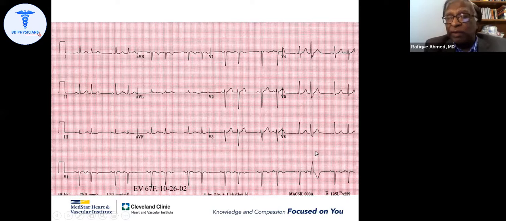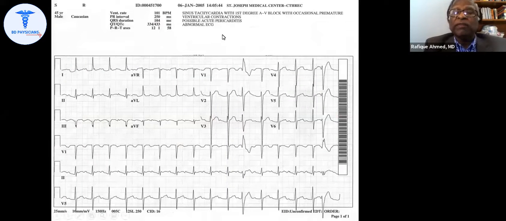And then this beat has a wide QRS. And people may think this is a ventricular premature beat, but it is not. This is actually a supraventricular premature beat with aberrant ventricular conduction. Over the next few sessions, we'll come back again to this kind of ECG.